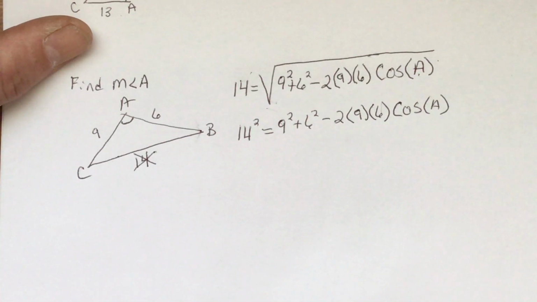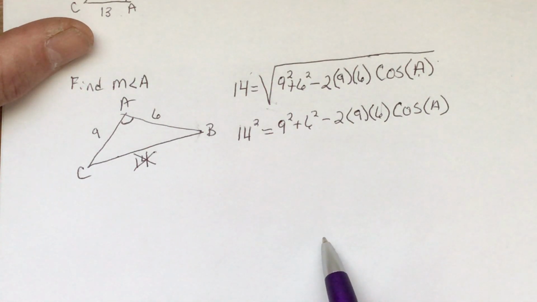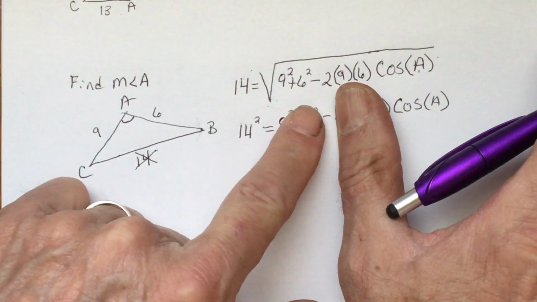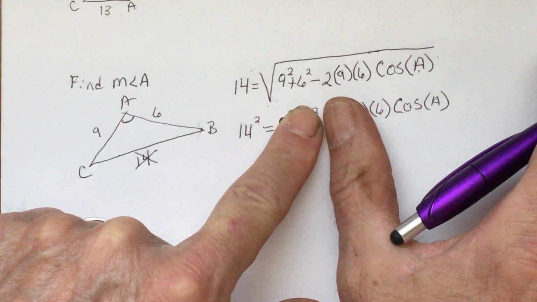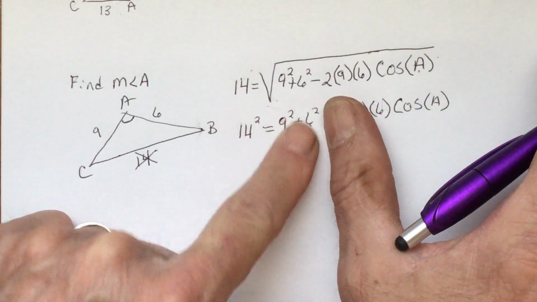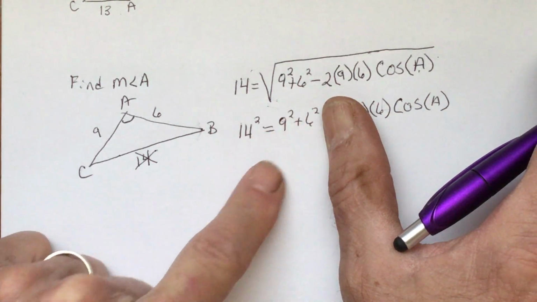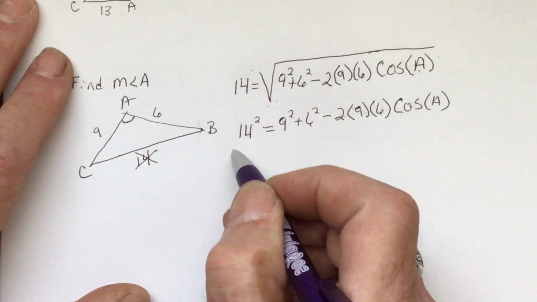All right. Now I need to start moving things from left to right. I look for the things that are being added or subtracted. Here's a minus sign right here. So I can either add this side to move it to the other, or I can subtract the 9 squared and the 6 squared and it moves it to the other side. And that's what I'm going to do.